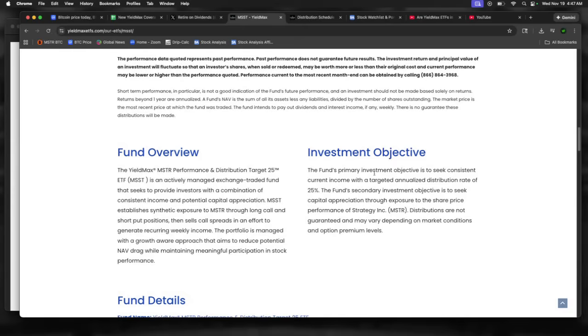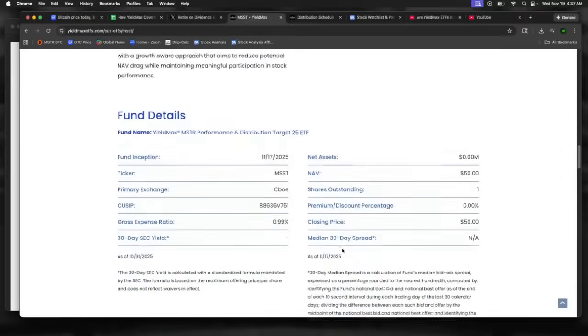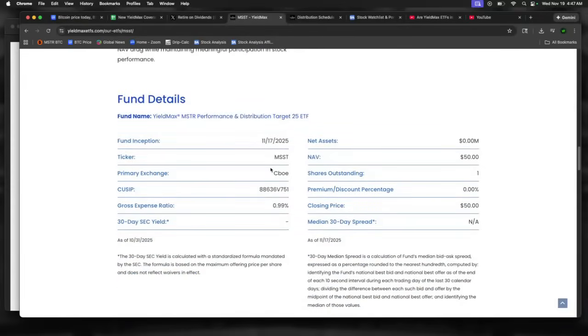Investment objective. Again, this is always important to see what they put first. The primary objective, seek income, with the targeted distribution rate. Secondary objective, seek capital appreciation. So same order, income first. Fund incepted on November 17th. I thought it was yesterday, the 18th, but it looks like it's showing the 17th.